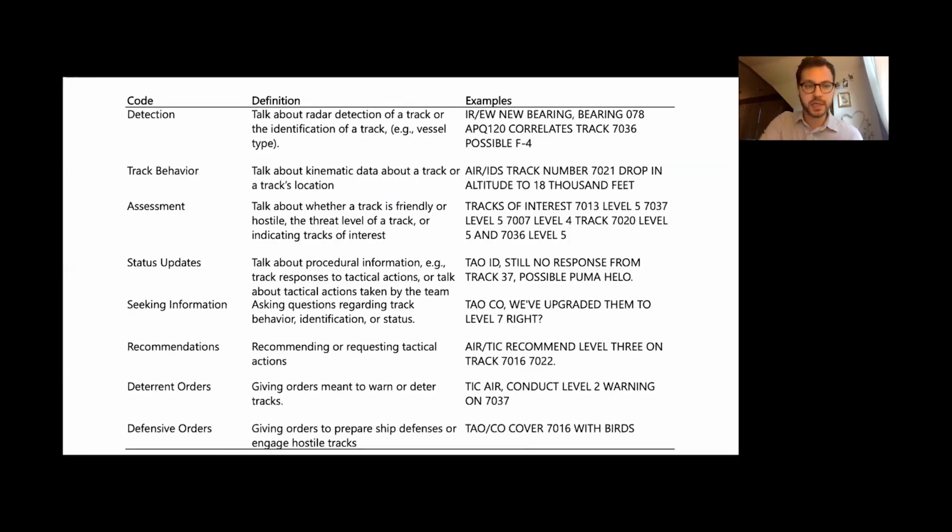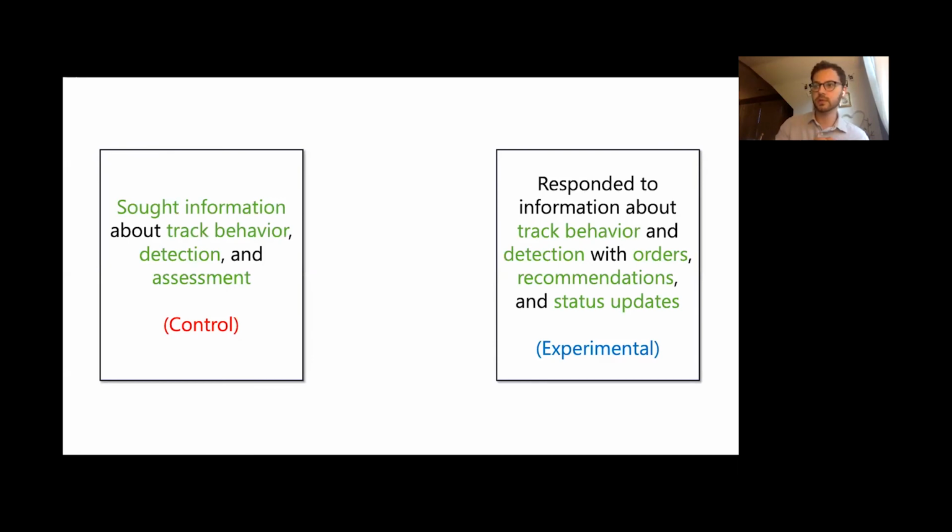So to conduct my analysis, I used a set of codes to investigate the transcripts, and these captured salient concepts in the team decision-making process. So things like seeking information, passing information about track behavior, giving orders, or to warn or attack tracks. And broadly, what my analysis found is that those individuals in the control condition tended to seek information about track behavior, detection, and assessment, while those individuals in the experimental condition tended to respond to information about track behavior and detection with orders, recommendations, and status updates. And this will become important in our further studies.